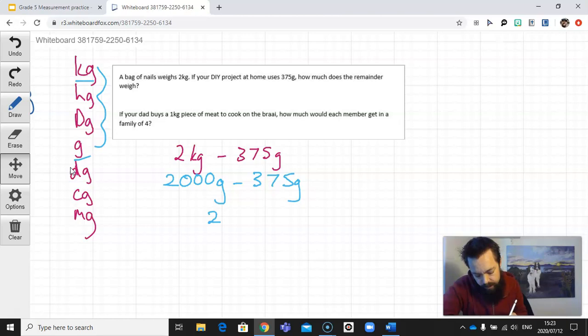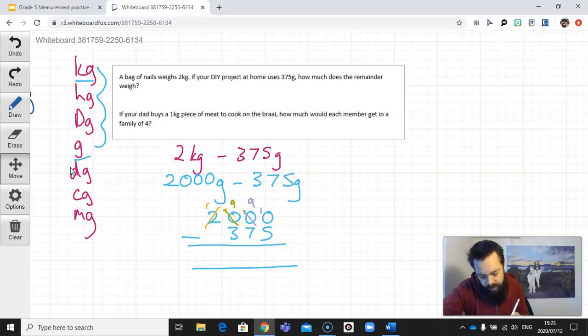So writing it out neatly, 2,000 minus 375. So we're going to go 0 minus 5, which we can't do. We're going to have to borrow all the way down there. So that becomes a 1. This now becomes a 10, which we cross out, and it becomes a 9, and that becomes a 10, which we borrow from, and that becomes a 9, and that becomes a 10. So 10 minus 5 is 5. 9 minus 7 is 2. 9 minus 3 is 6. 1 minus nothing is 1. So we have 1,625 grams left.